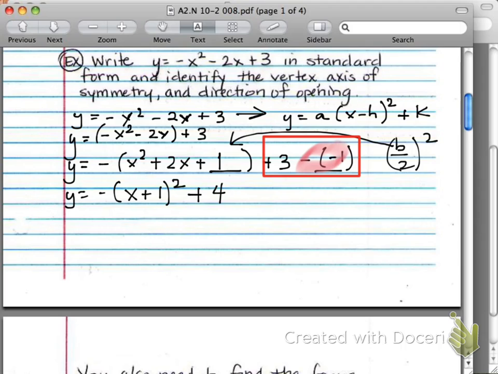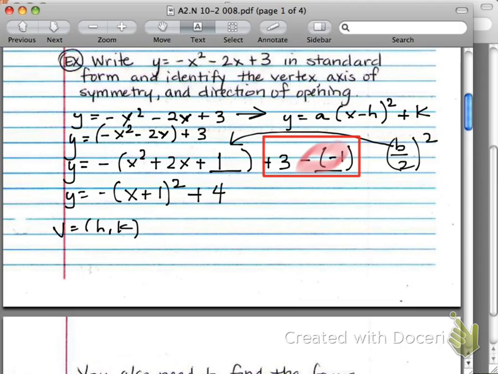Am I in vertex form now? Yes, I am. Now, that's not the whole part. That just gets us to where I need to be so that I can answer the rest of the questions. So the first question was vertex. Based on what we know, vertex is what? H and K. Vertex is H, K, right?